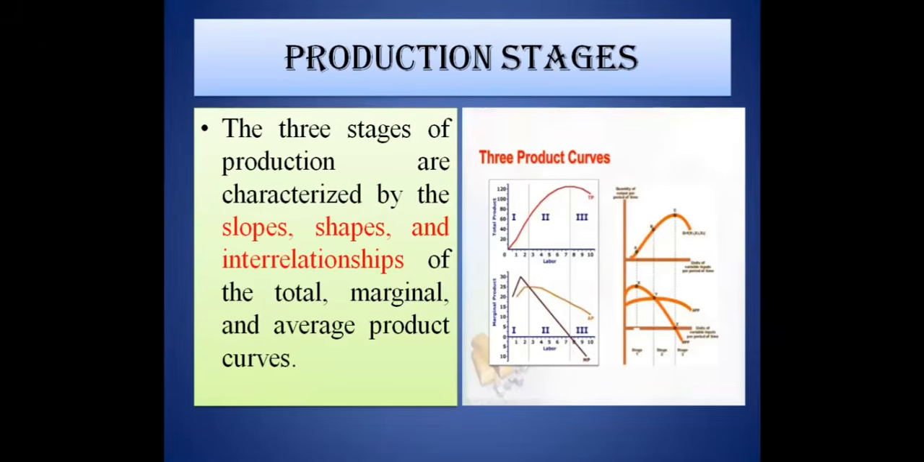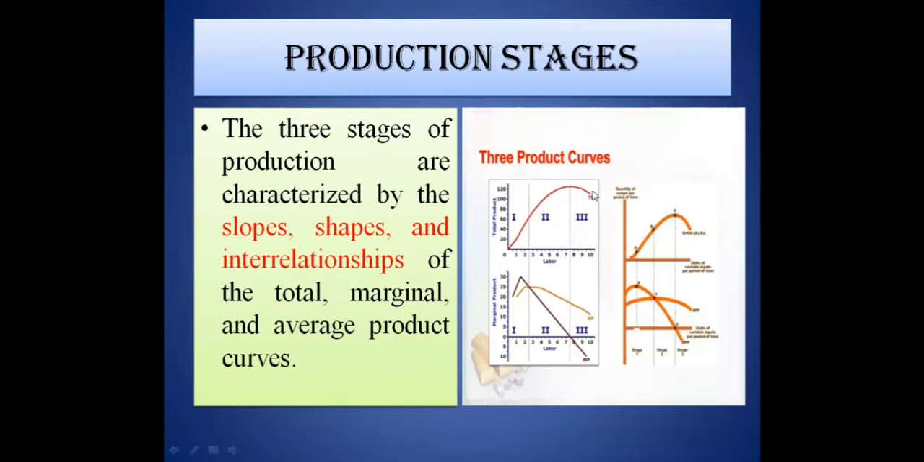Okay. So first is production stages. What do you mean by production stages? See, there are 3 stages, as the name says, 3 stages of production. The 3 stages of production are basically characterized by the slopes, shapes, and interrelations of the total, marginal, and average product curves. Okay, remember TP, that is total product, MP, that is marginal product, and AP, that is average product.